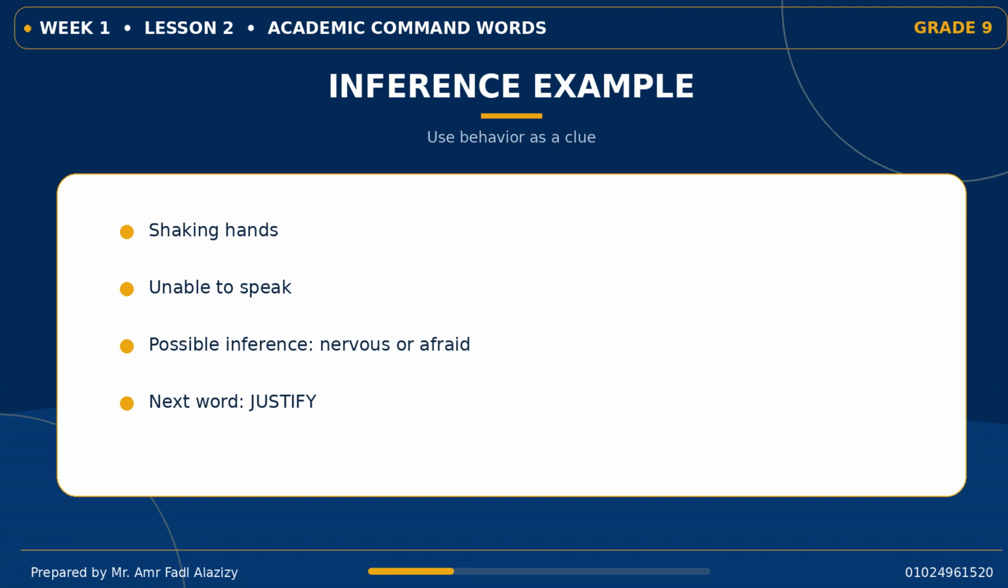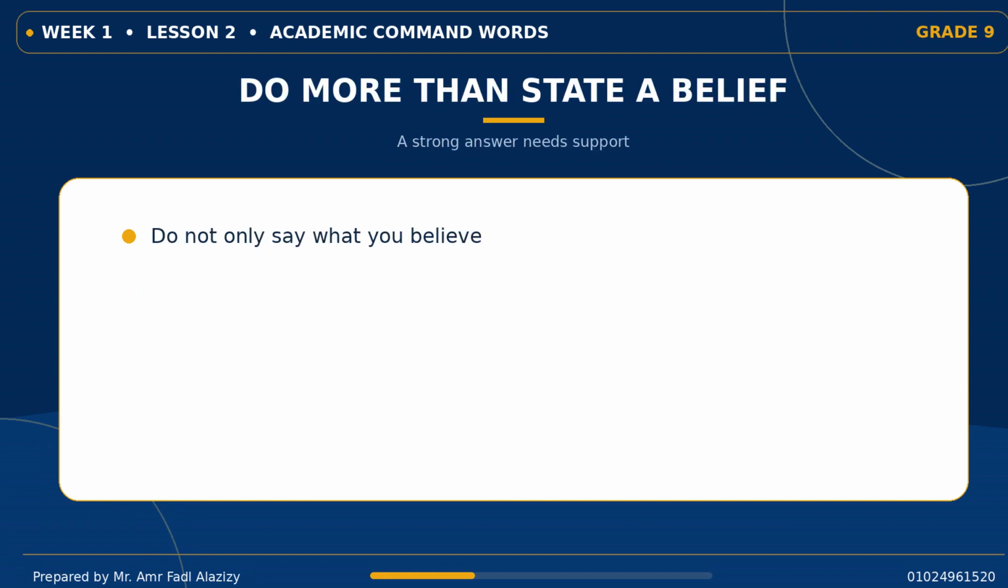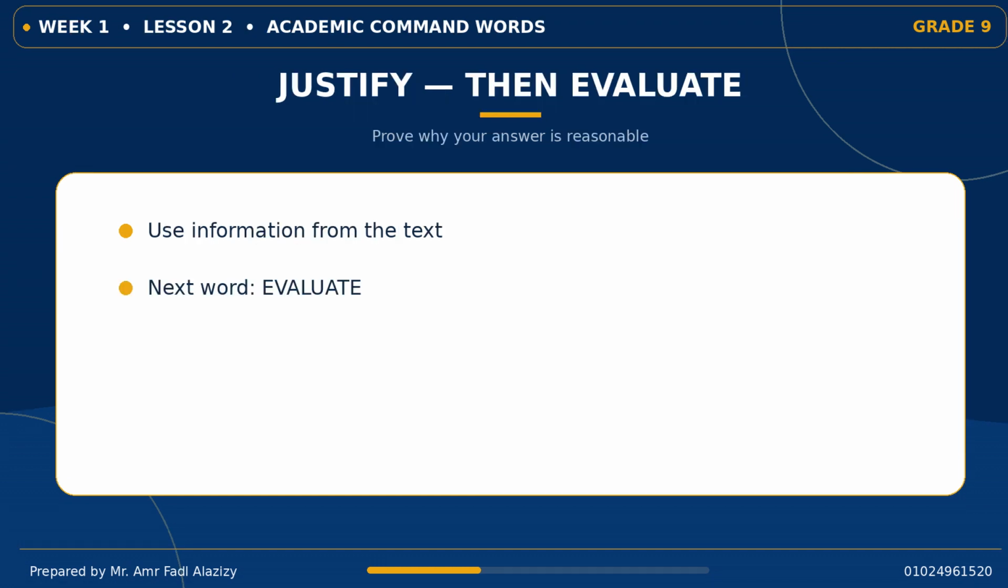The next command word is justify. To justify means to support your answer with reasons and evidence. You should not only say what you believe. You must explain why your answer is reasonable and provide information from the text to support it.